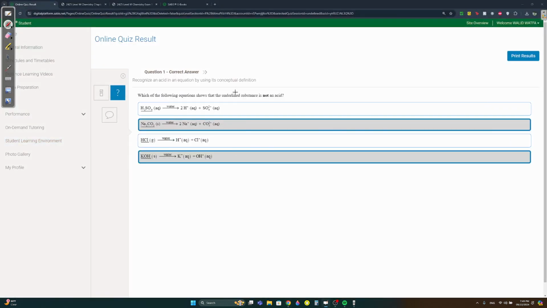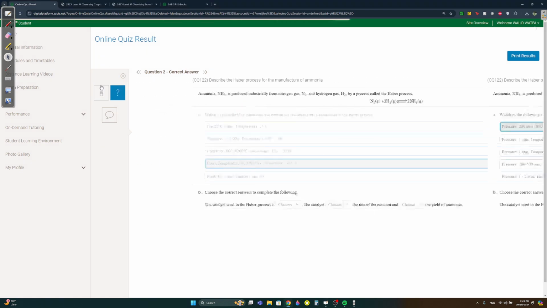Which one shows that the substance is not an acid? What does an acid release in water? It should release H plus. This one releases H plus, so it's an acid. This one, does it release H plus? No. This one releases H plus, so it's an acid. This one releases OH minus, so it's actually a base, not an acid. Question 2.